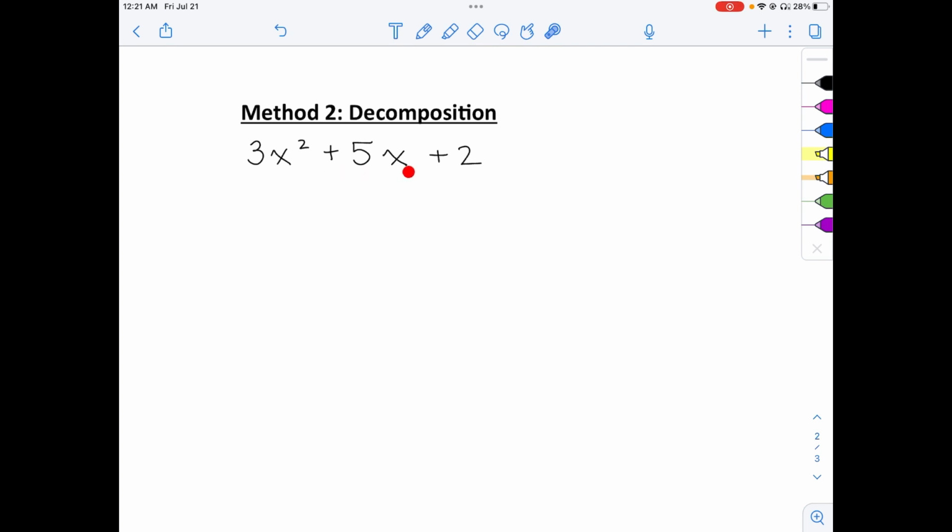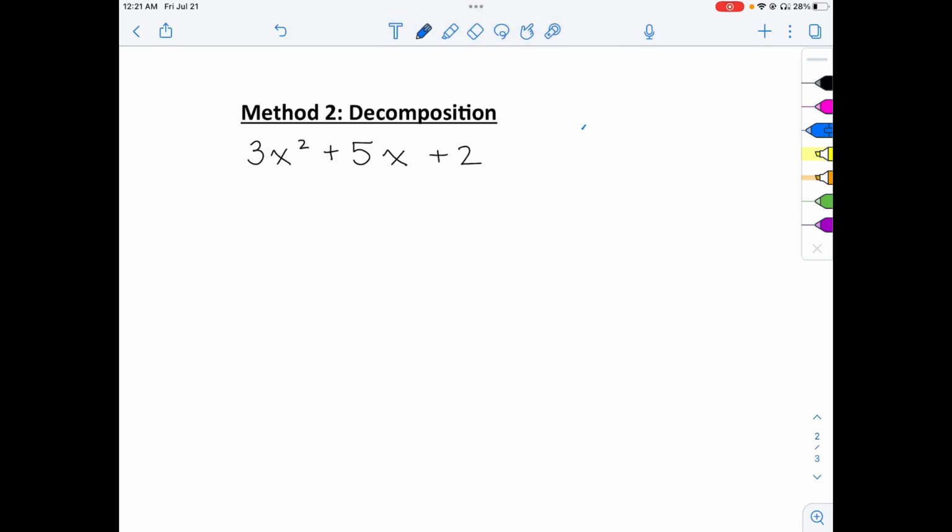Instead of plus 5x, we want to write it as a combination of two terms so that the first one will have something in common with this term, the 3x squared, and the second one will have something in common with this plus 2. Okay, so what I mean by that, all of these numbers are positive, so I'm just going to look at strictly positive examples.